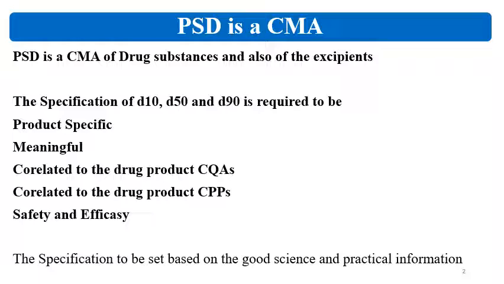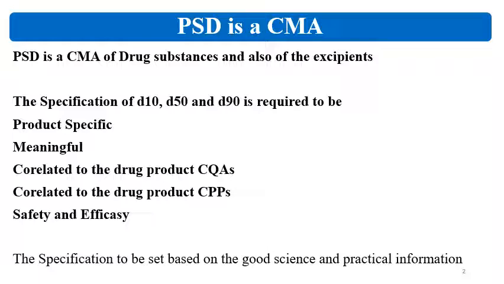Particle size distribution, or simply you can say particle size, is the critical material attribute of the drug substance or API and also for the excipients. You might have heard terms like micronized API, milled API or fine API and coarser API. Different vendors provide different particle size of the material, and different formulations require different PSD specification.